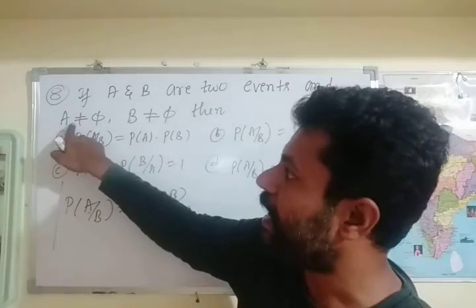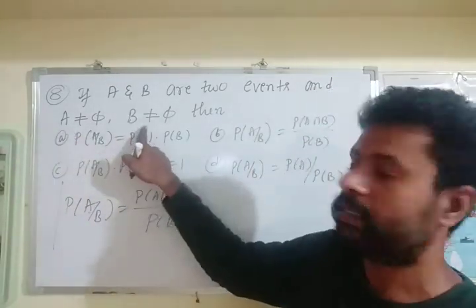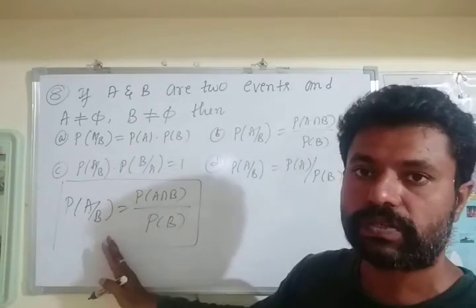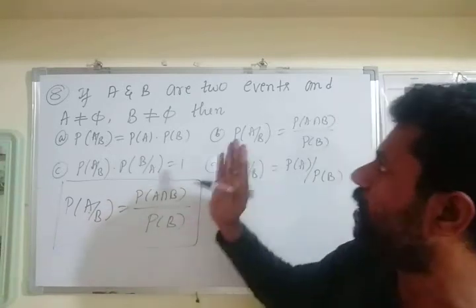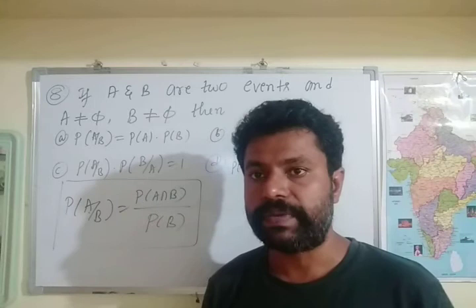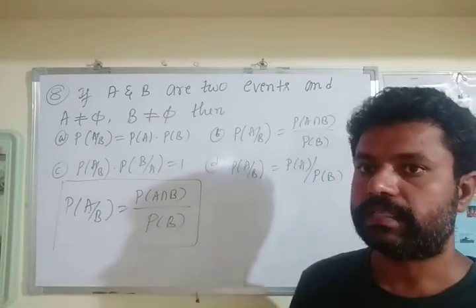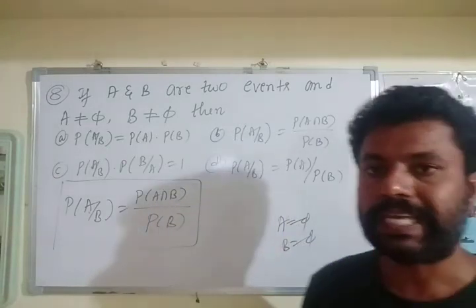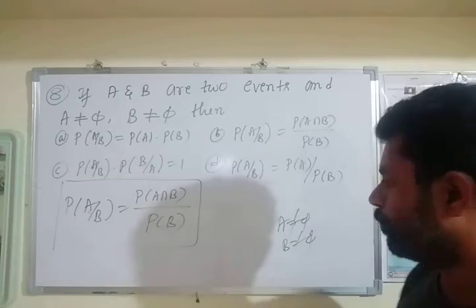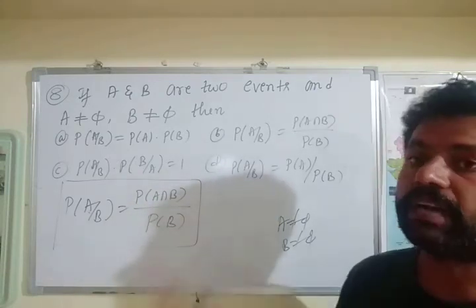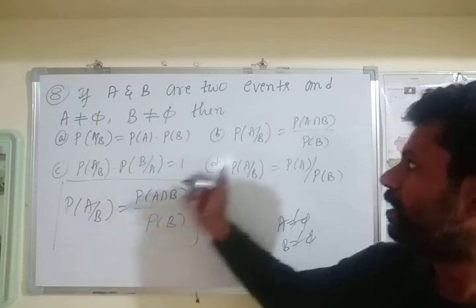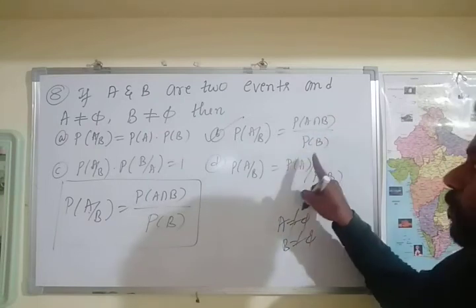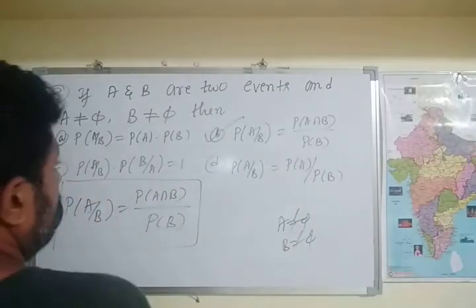Now here A is not a null set, B is not a null set. Then what is the option in this result? P of A by B is equal to P of A intersection B divided by P of B, if A and B are two events and A is not equal to phi, meaning A is not a null set, and B is not a null set. A equal to phi means A is a null set and B equal to phi indicates B is a null set. But here A is not phi, B is not phi, meaning A and B are not null sets. Then option B is correct: P of A by B is equal to P of A intersection B divided by P of B, which is the correct option.